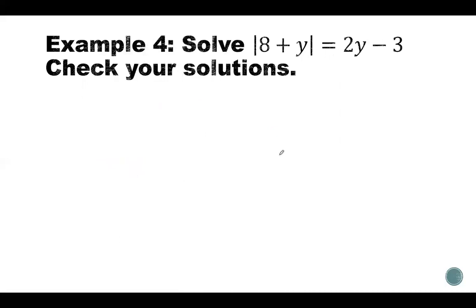All right, for our next example, we now have the absolute value of 8 plus y equals 2y minus 3. We're going to go ahead and work this one out and then check our solutions. So case 1, our positive case, we're going to do 8 plus y equals 2y minus 3. So we're going to subtract y from both sides to get 8 equals y minus 3. And now we're going to add 3 to both sides to isolate y. And we get y equals 11.